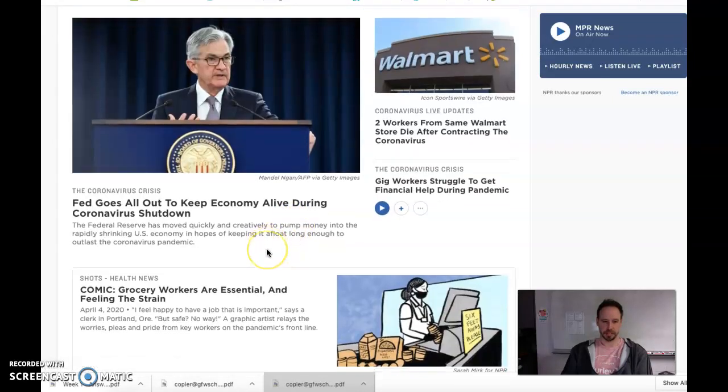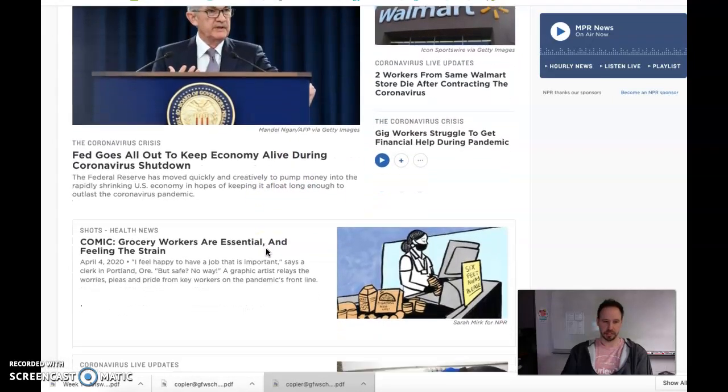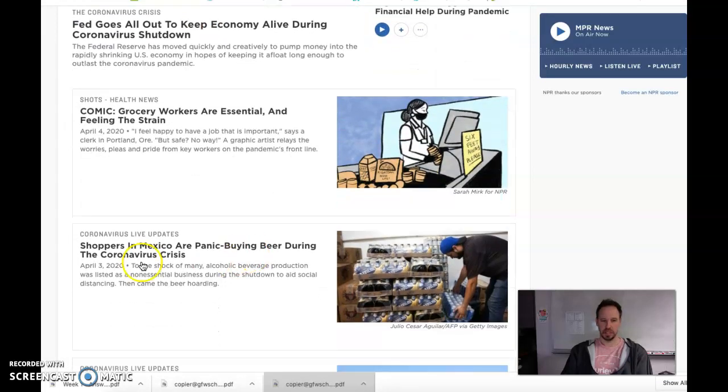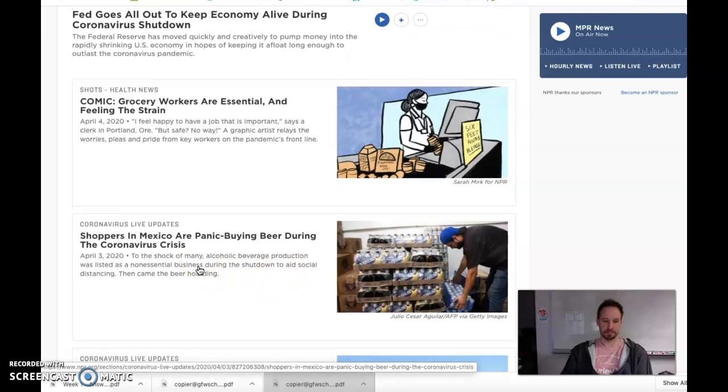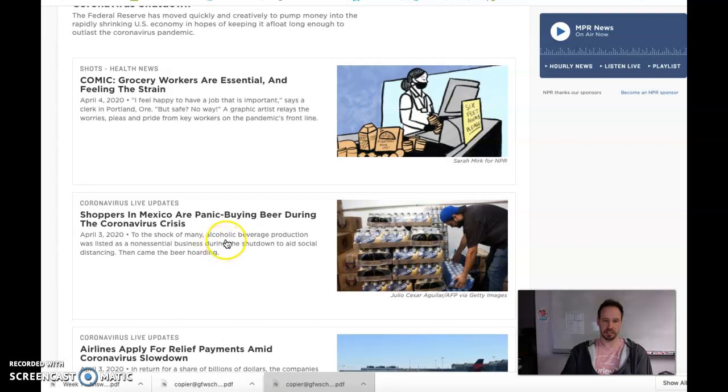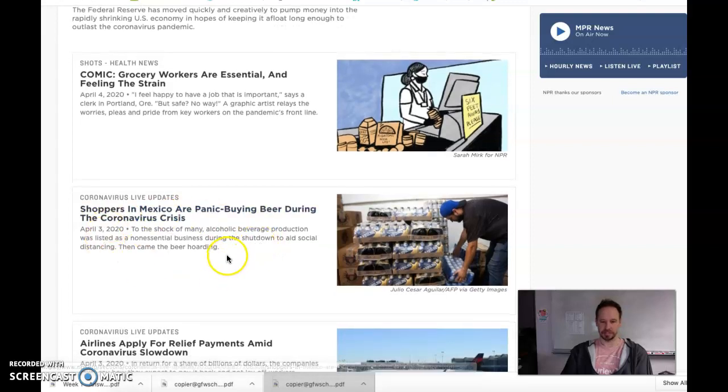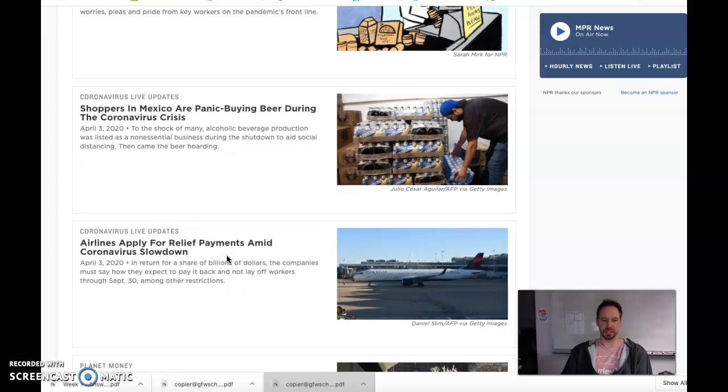See what else we got. I haven't looked here. Shoppers in Mexico are panic buying beer during the coronavirus crisis. Obviously going to be some demand shifters going on there, possibly expectations of the future. I haven't read the article, but take a look at it. It looks like alcoholic beverage production was listed as non-essential businesses during the shutdown. So obviously you can look at expectations of the future.